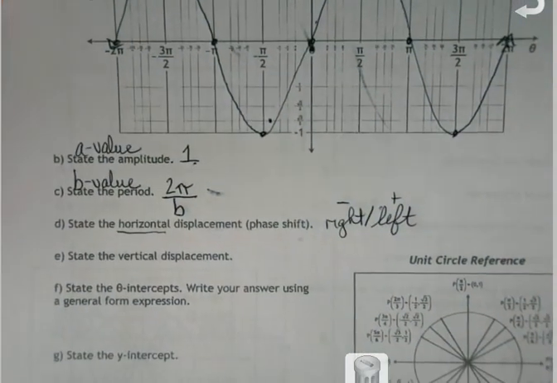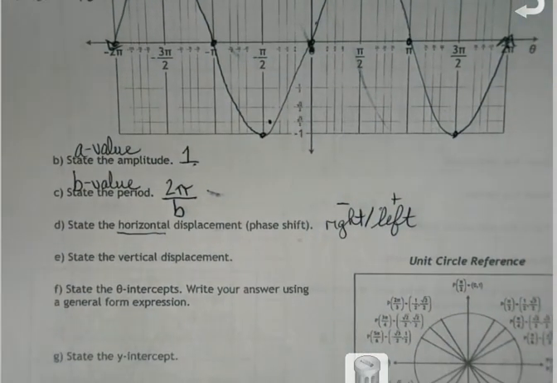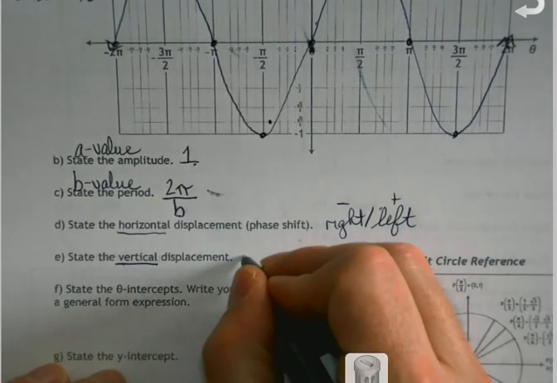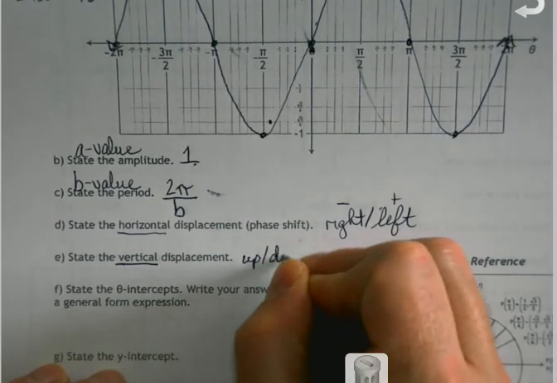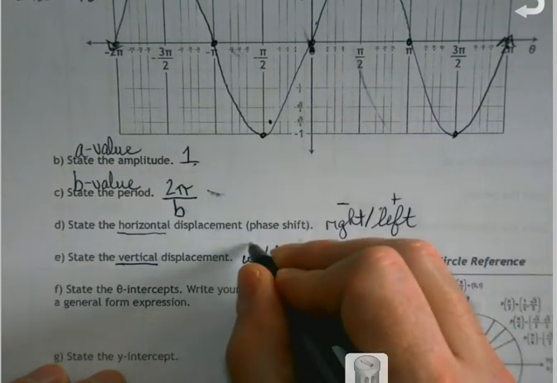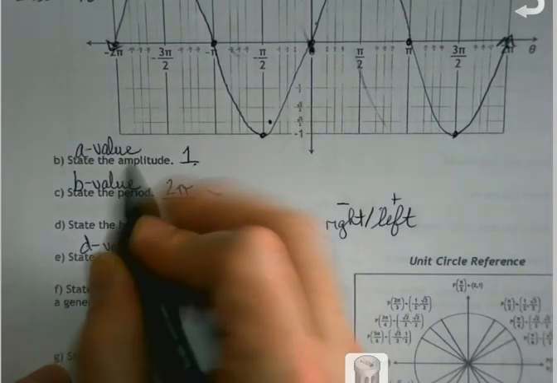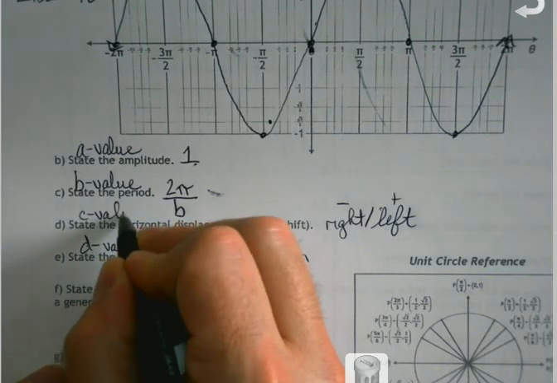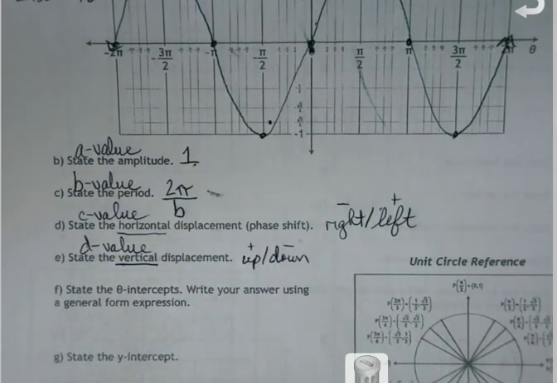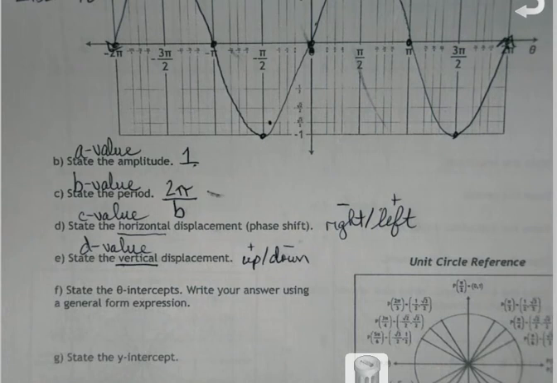So whatever is in the parentheses will be a right or a left shift. And then my vertical, my up or down shift, is going to be my D value, because I forgot to write C up here. I got so excited about talking about the similarities. And just like we had before, the number hanging out on the end is my up or down.